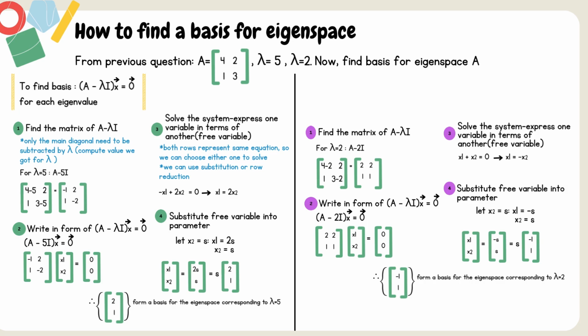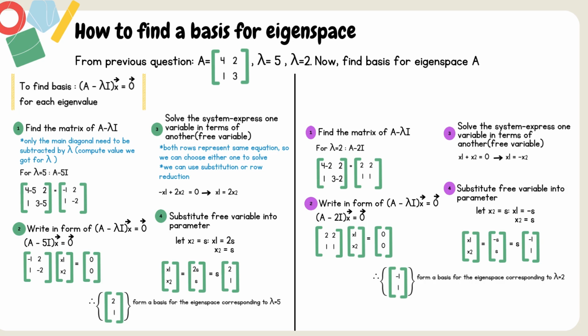Note that only the main diagonal needs to be subtracted by the value of lambda that we found. For lambda equal to 5, we subtract 5 from the diagonal elements of A. So the matrix will be 4 minus 5, 2, 1, 3 minus 5. This gives us the matrix -1, 2, 1, -2. Step 2, write the equation in the form A minus lambda I times vector x equals 0 vector. So the matrix equation becomes -1, 2, 1, -2 times x1, x2 equals 0, 0.